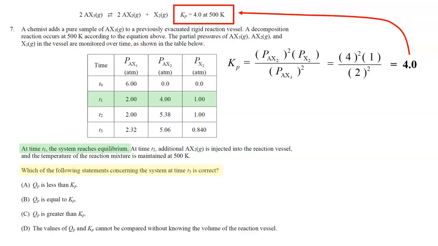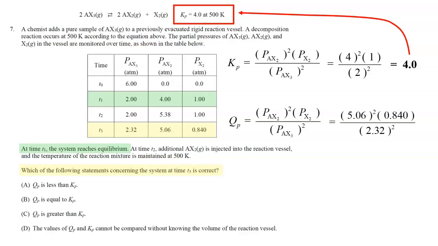So now what we have to do is actually talk about the reaction quotient, Q, and let's focus on the data in the table for time T3. So there's my QP expression: partial pressure of AX2 squared times partial pressure of X2 divided by the partial pressure of AX3 squared. But now I'm going to plug in the numbers in the table for time T3. That's going to be 5.06 squared times 0.84, and then divided by 2.32 squared.